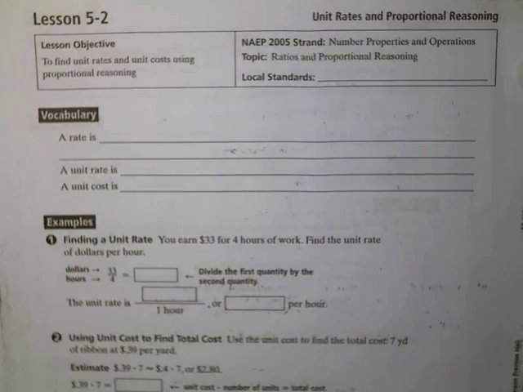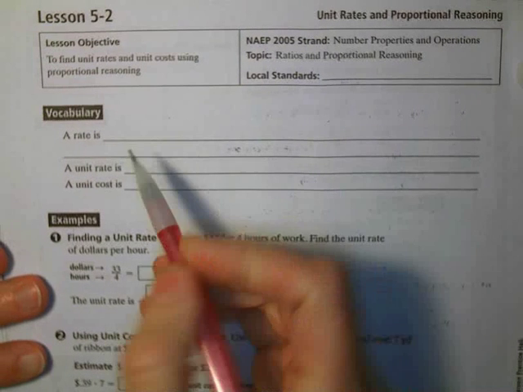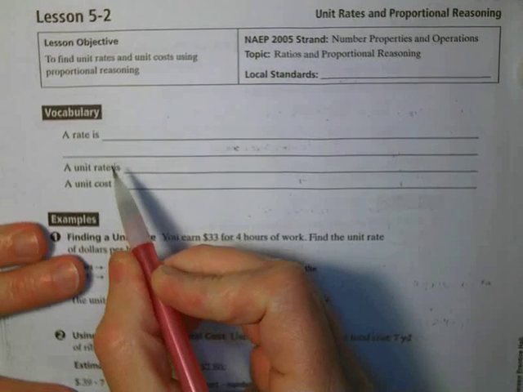We're going to be looking at unit rates and proportional reasoning. So we want to find unit rates and use unit costs with proportions. Okay, so we have a few vocabulary words, so let's get started.